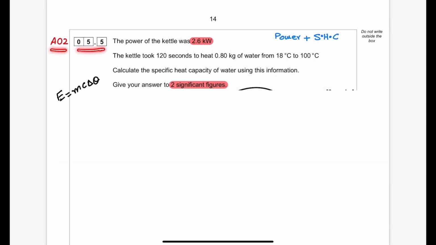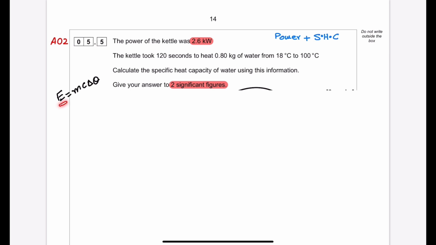5.5 is an AO2 question. The power of the kettle was 2.6 kilowatt. We need to convert kilowatts into watts. The kettle took 120 seconds to heat 0.8 kilogram of water from 18 degrees to 100 degrees Celsius. Calculate the specific heat capacity of water using this information.